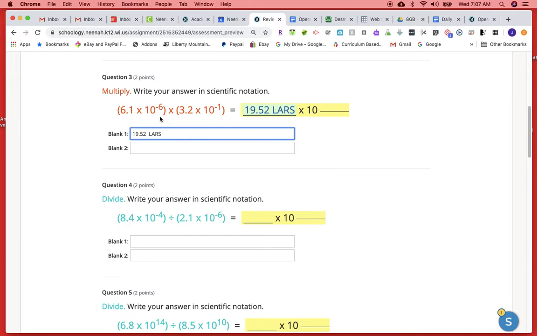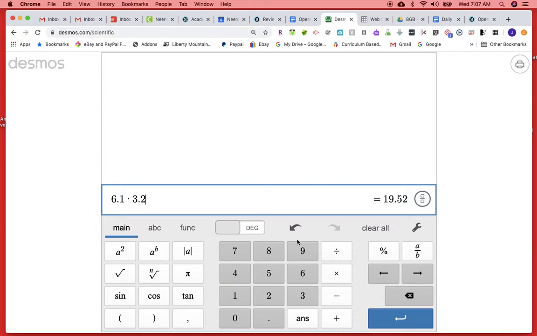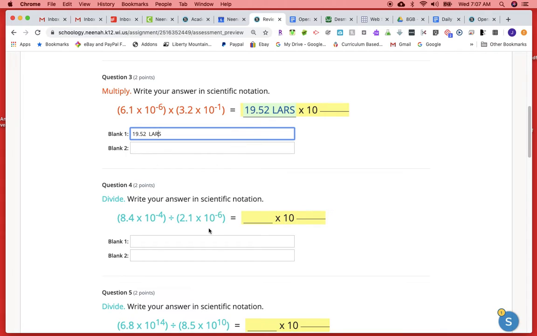And then, as we did with the past two questions, we have to add our exponents. We have negative 6 plus negative 1. If you don't know what that is, use Desmos. So let's clear this out. Negative 6 plus negative 1 is negative 7. There's our exponent, negative 7. All right, so now our last step is to look to see if this is all in the correct scientific notation, and it isn't.